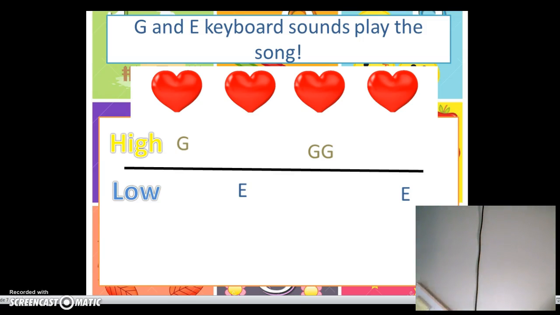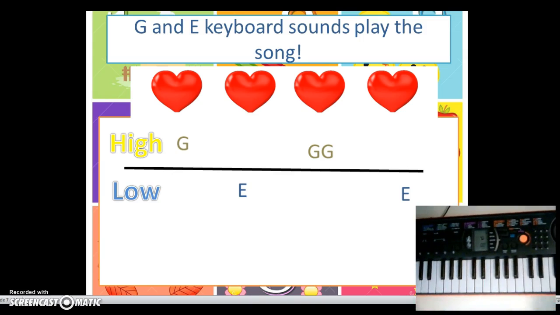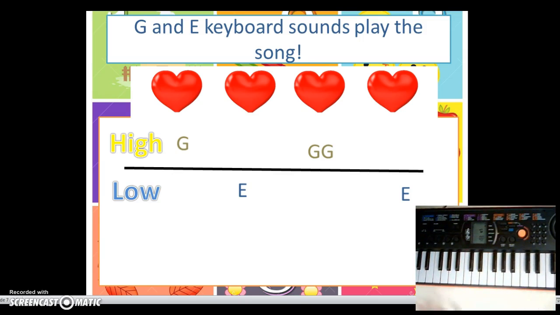And I'm going to bring over my keyboard friend so he can show you what that would look like on your keyboard. Now to play this on your keyboard, you need to know where your G and E notes are. So this is what it would sound like. You would be using your pinky and your middle finger. Your pinky would go on G and your middle finger would go on E. So it sounds like this.